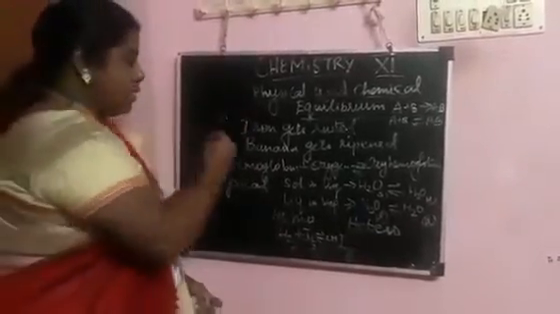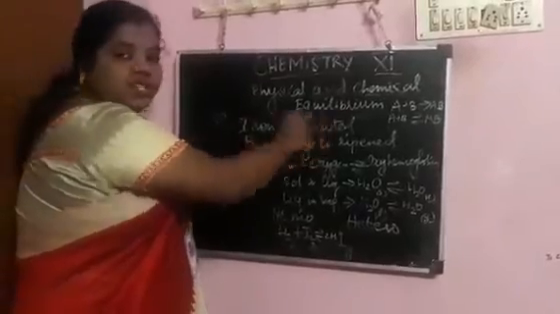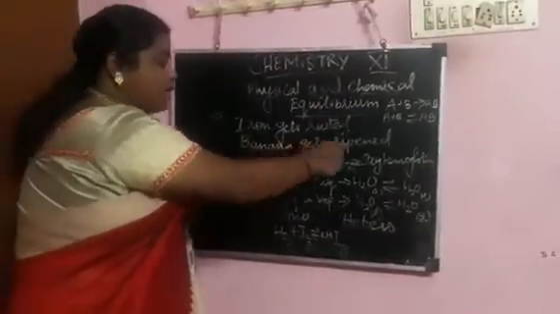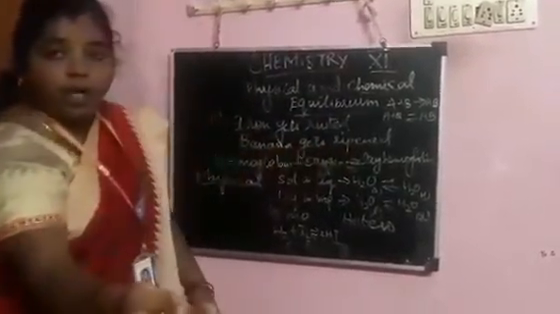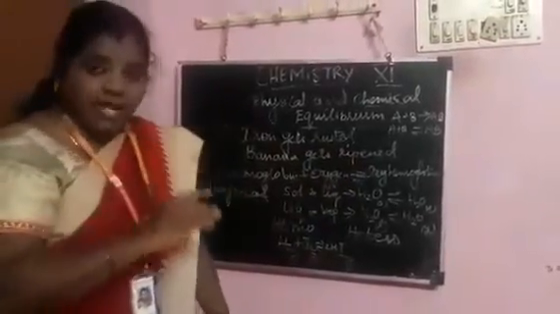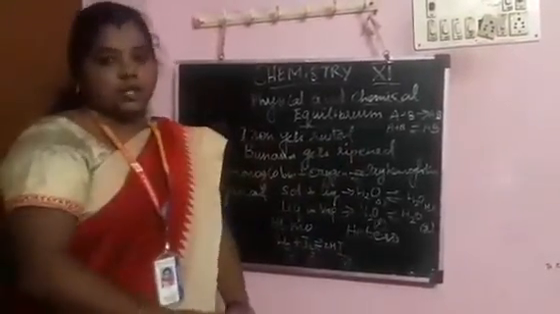We have to see some other examples. Iron gets rusted. Banana gets ripened. Once the product is formed, it never goes back. That means it happens in a single direction only.